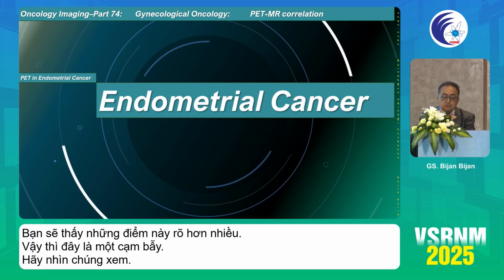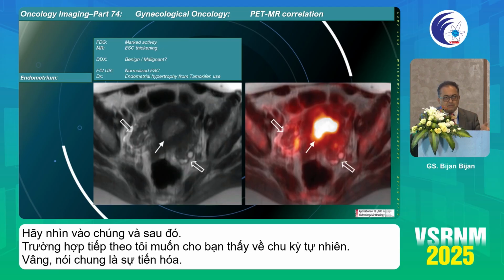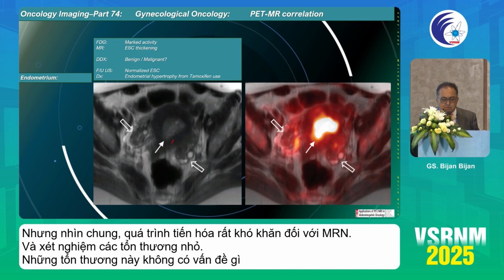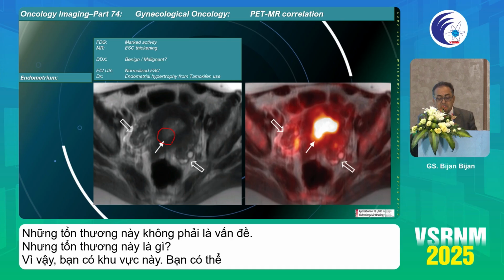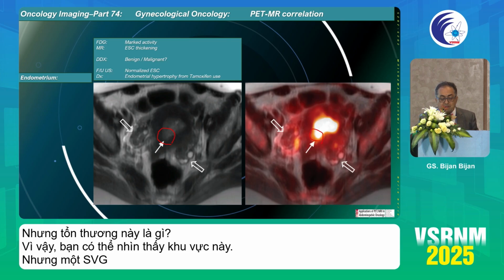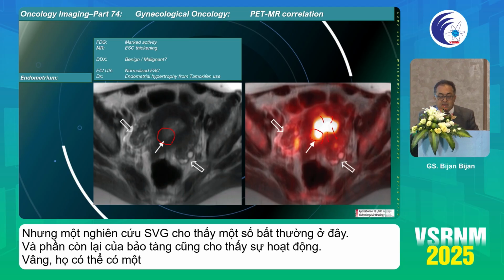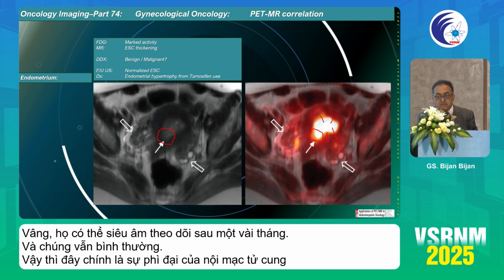Okay. Next case, I want to show you endometrial cancer. In general, evaluation of the endometrium is very difficult by MR and on the PET for small lesions. Big lesions, no problem. But when it's a small lesion, for example, you look at this area, you cannot really see any lesion. But on the FDG study, it shows some abnormality here, and the rest of the endometrium also shows activity. Well, this patient had a follow-up ultrasound after a few months, and it was normal. So this turned out to be hypertrophy of the endometrium due to tamoxifen.